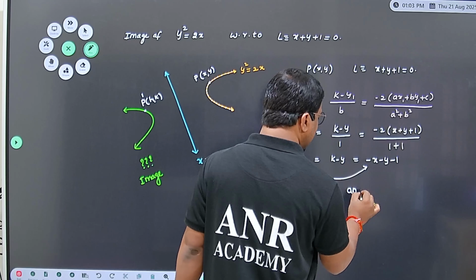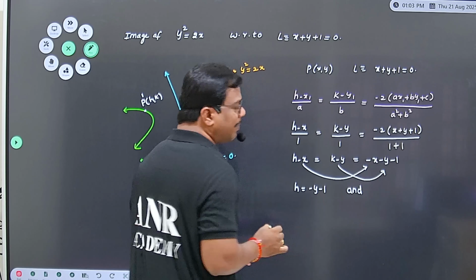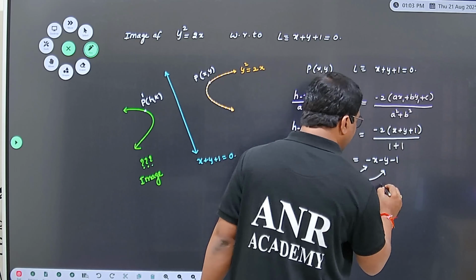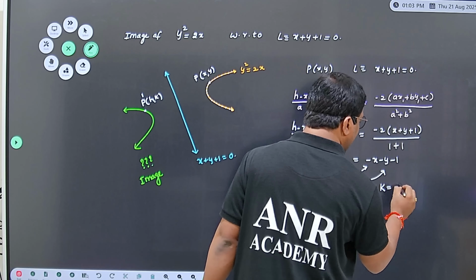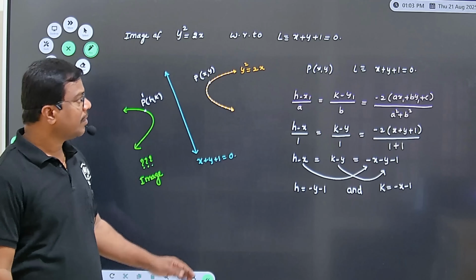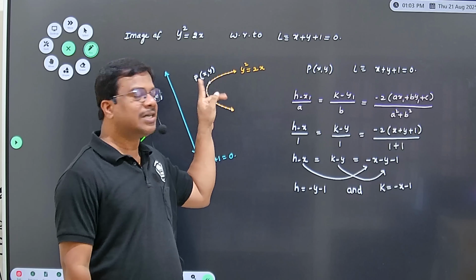Next, equating these two, minus y gets cancelled, and the value of k becomes minus x minus 1. You have the relation between the coordinates x and y here.